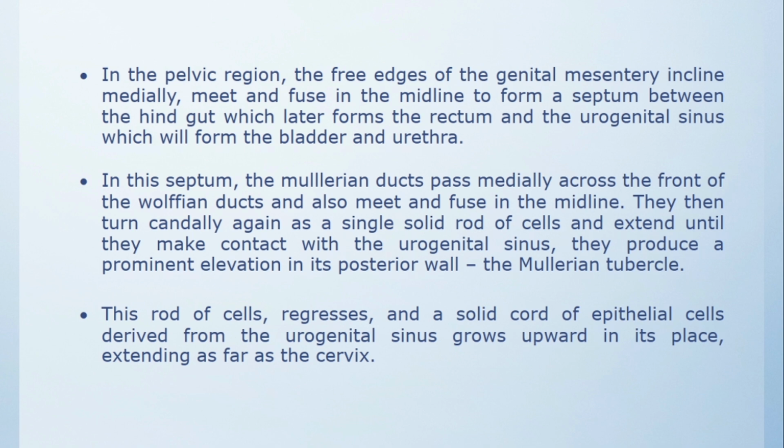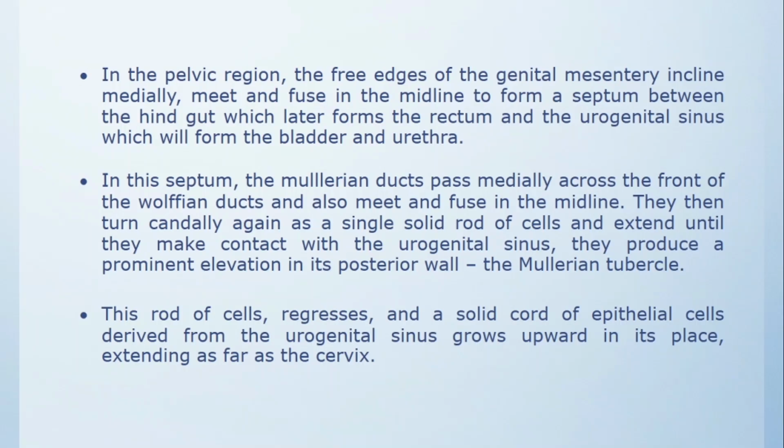They produce a prominent elevation in its posterior wall, the Mullerian tubercle. The cord of cells regresses, and a solid cord of epithelial cells derived from the urogenital sinus grows upwards in its place, extending as far as the cervix. So, in essence, you know that the vagina is formed from the Mullerian structure and part of the urogenital sinus.